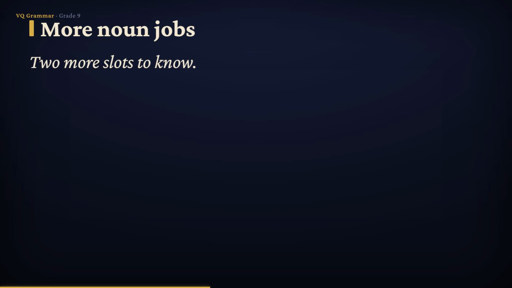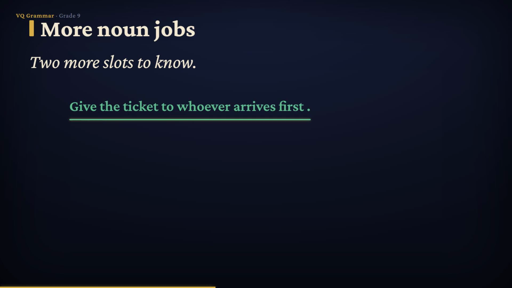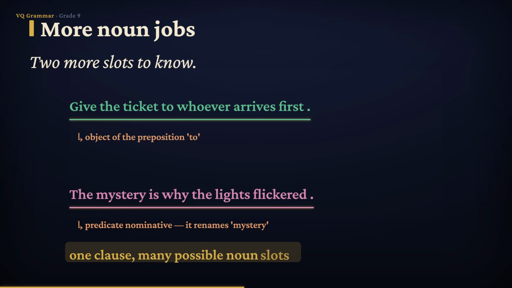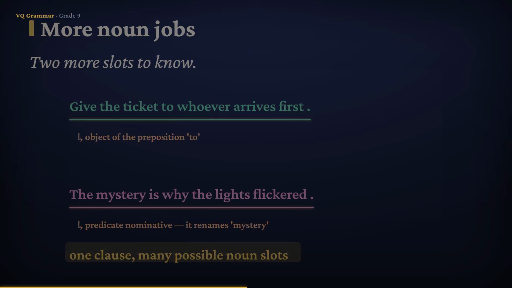Noun clauses can slip into other slots too. Look at this one. "Give the ticket to whoever arrives first." The little word to is a preposition, and the whole clause, whoever arrives first, is its object. That makes it the object of the preposition. Now a different slot. "The mystery is why the lights flickered." Here, the clause comes after the linking verb is and renames the subject, the mystery. So it's a predicate nominative. Same kind of clause, dropping neatly into one noun slot after another.